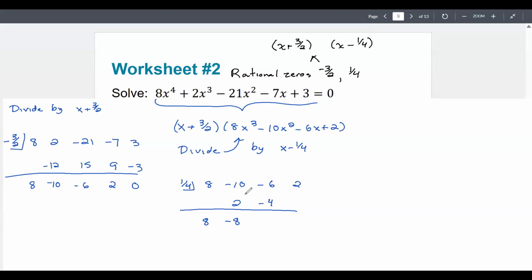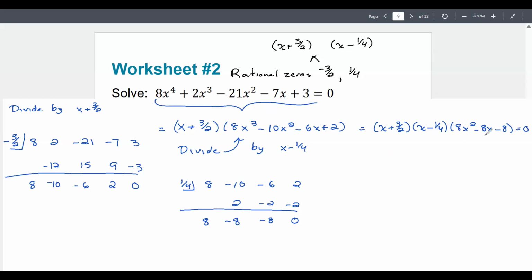Two. Oh, wait, that's not right. -2, leaving us with another -8. -8, and this is going to leave me with -2, which gives me my 0. So we factor this even further into 3/2 x minus 1/4, and then we have 8x squared minus 8x minus 8, and this is all supposed to equal 0.